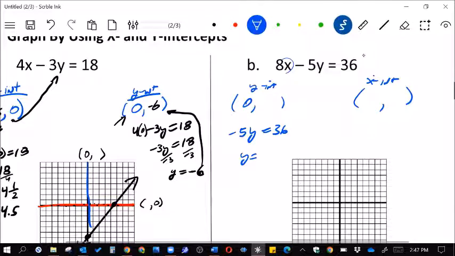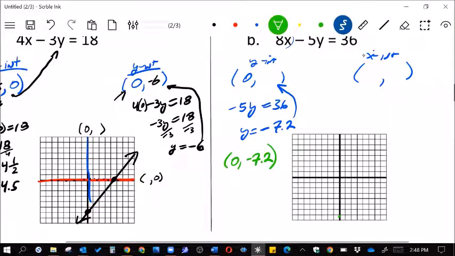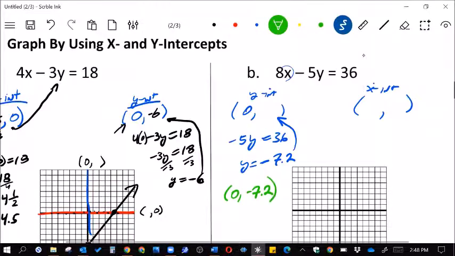Let's do that. Negative 7.2. That's it. So that would go here, or I'll write it down underneath here, 0 and negative 7.2. And that's way down here, somewhere like about there, just past the negative 7 line. On the other side, the y will be made 0.